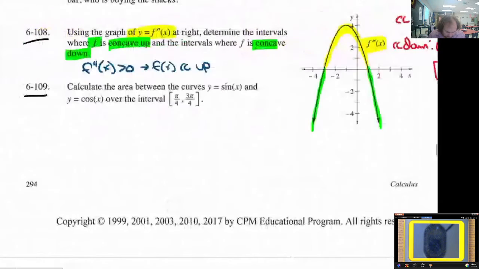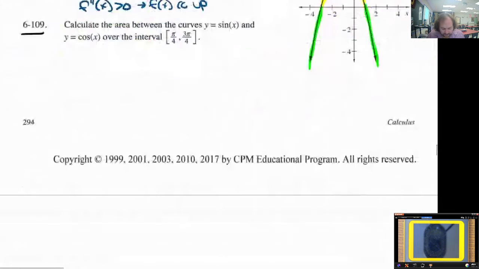Next question, 6.3.109. Calculate the area between the curves of sine of x and cosine of x over the interval from pi over 4 to 3 pi over 4. This problem is nice because they gave us the interval, so it's probably a good hypothesis that we could start with an integral from pi over 4 to 3 pi over 4. Now, the only question here is which one's on top and which one's on bottom.